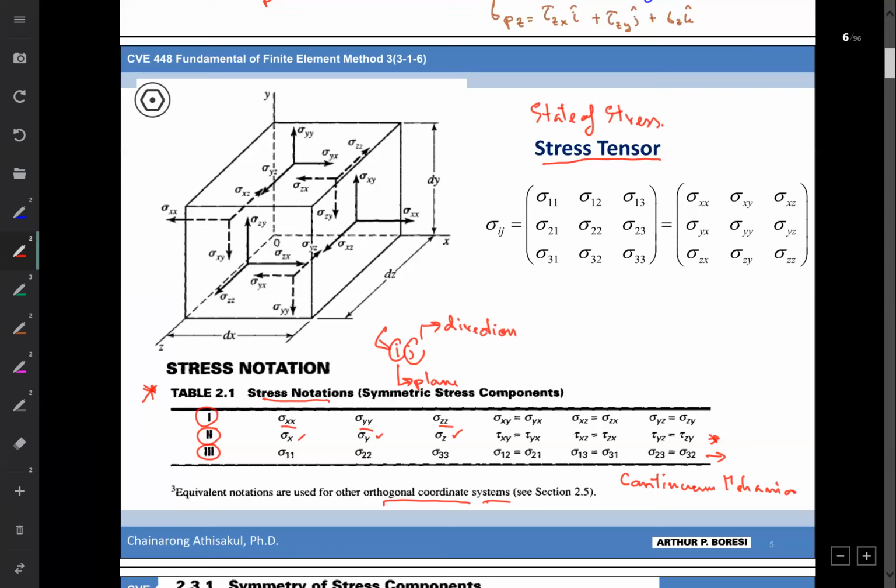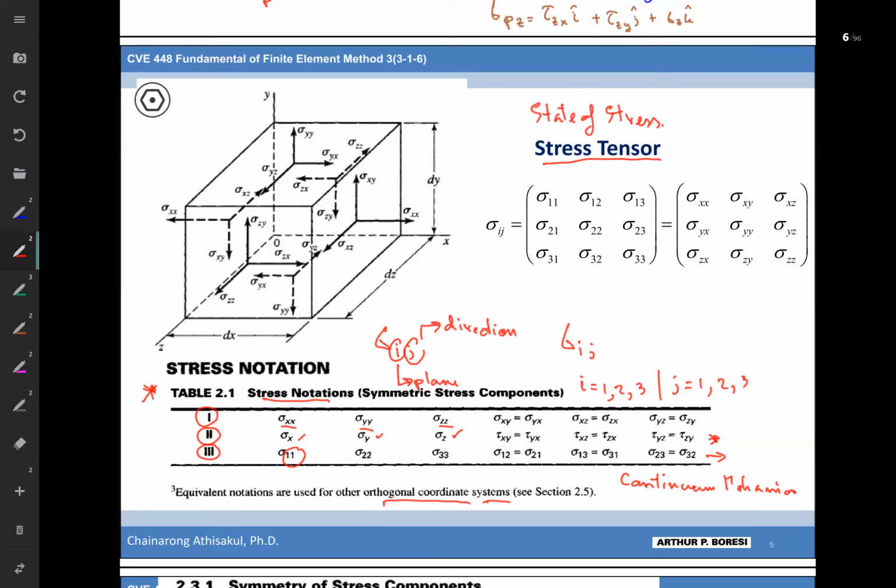Or it may be when talking about tensor analysis. In tensor analysis, we normally use the index because it is easy to count, like sigma ij, where i is 1, 2, 3 and j is also 1, 2, 3. We will not go into depth because it is just notation. If you would like to know, you may consult a textbook of continuum mechanics.